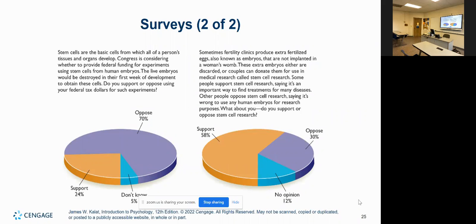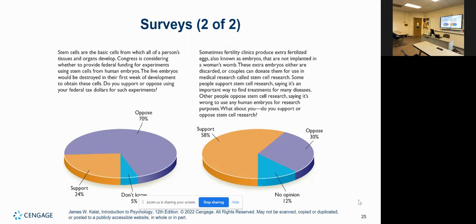Your slides have an example here, how during one of their surveys, they asked these two very different questions. One is a little bit more clinical, the one on the right. "Sometimes fertility clinics produce extra fertilized eggs, also known as embryos," and so on. Very scientific, and they're asking how many people support stem cell research, right? It's worded in a way that kind of guides people into feeling good about answering, yeah, I support that. What does the other one poke at there?